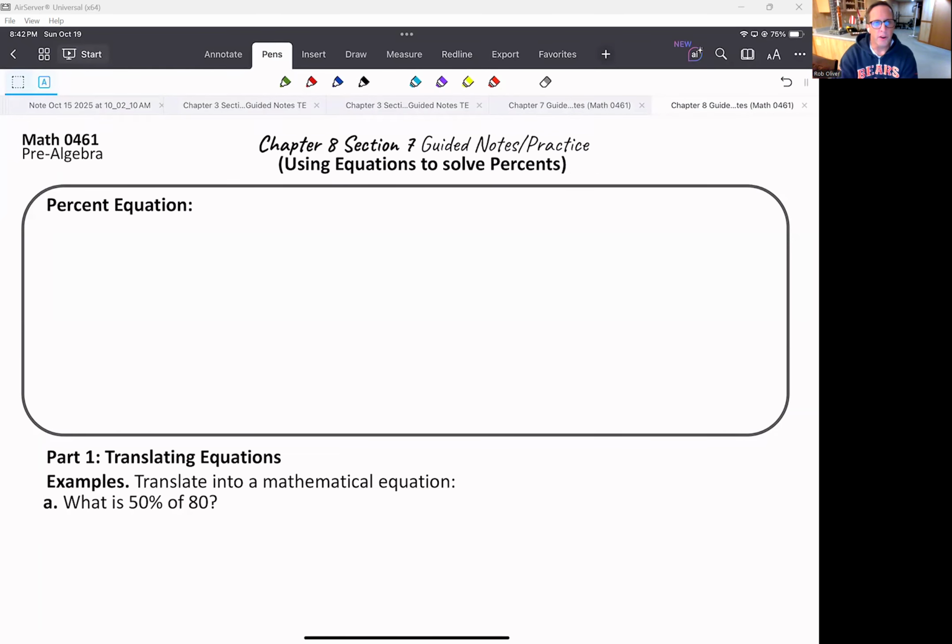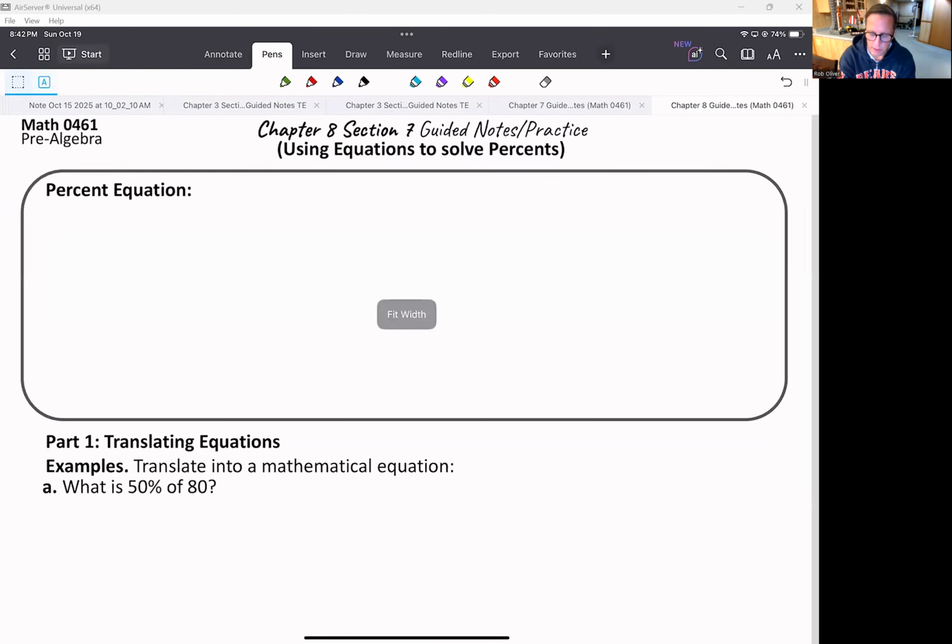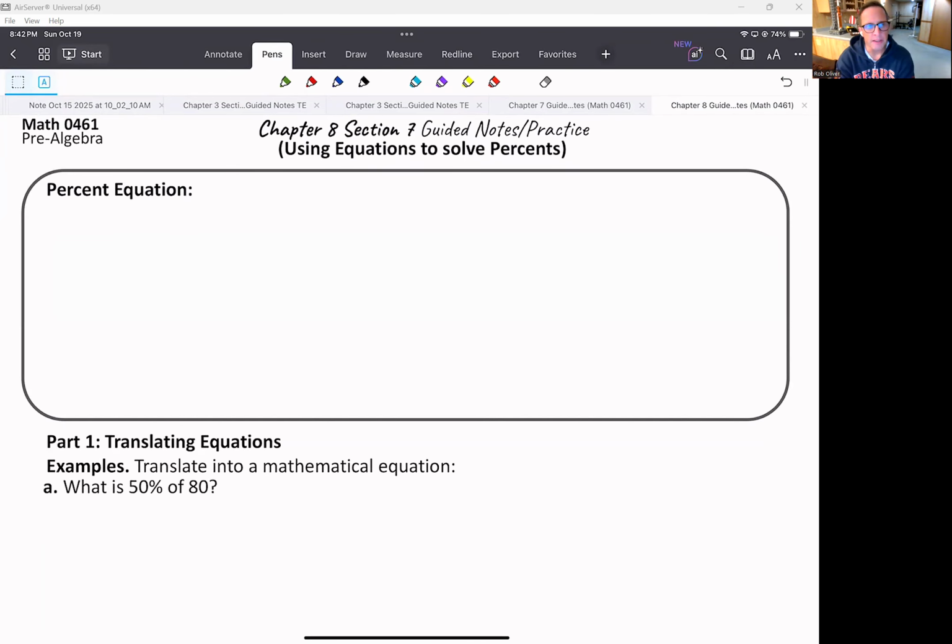Okay, let's go ahead and get started here with section 7 of chapter 8. This section focuses a lot on the percent equation. Because in the next section, we talk about the other way of solving a percent problem, which involves the percent proportion. Sometimes you might ask somebody, hey, which way is your favorite way to solve a percent problem? You're probably going to get a mixed response from that.